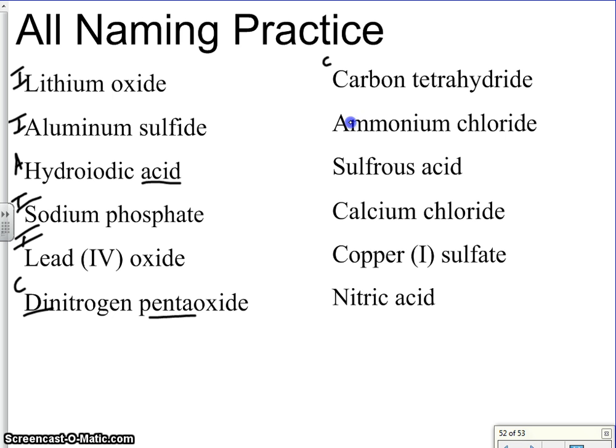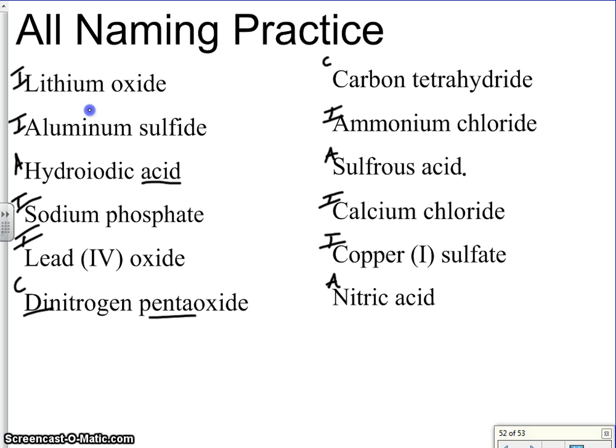Ammonium is my only polyatomic ion that acts like a cation. No, it is not a metal, but this is still ionic due to the fact that ammonium is a polyatomic ion, cation specifically. Sulfurous acid, notice the acid at the end of it tells us it's an acid. Calcium tells us ionic. Copper tells us ionic. Acid tells us acid. So now we just have to go through and name these accordingly.